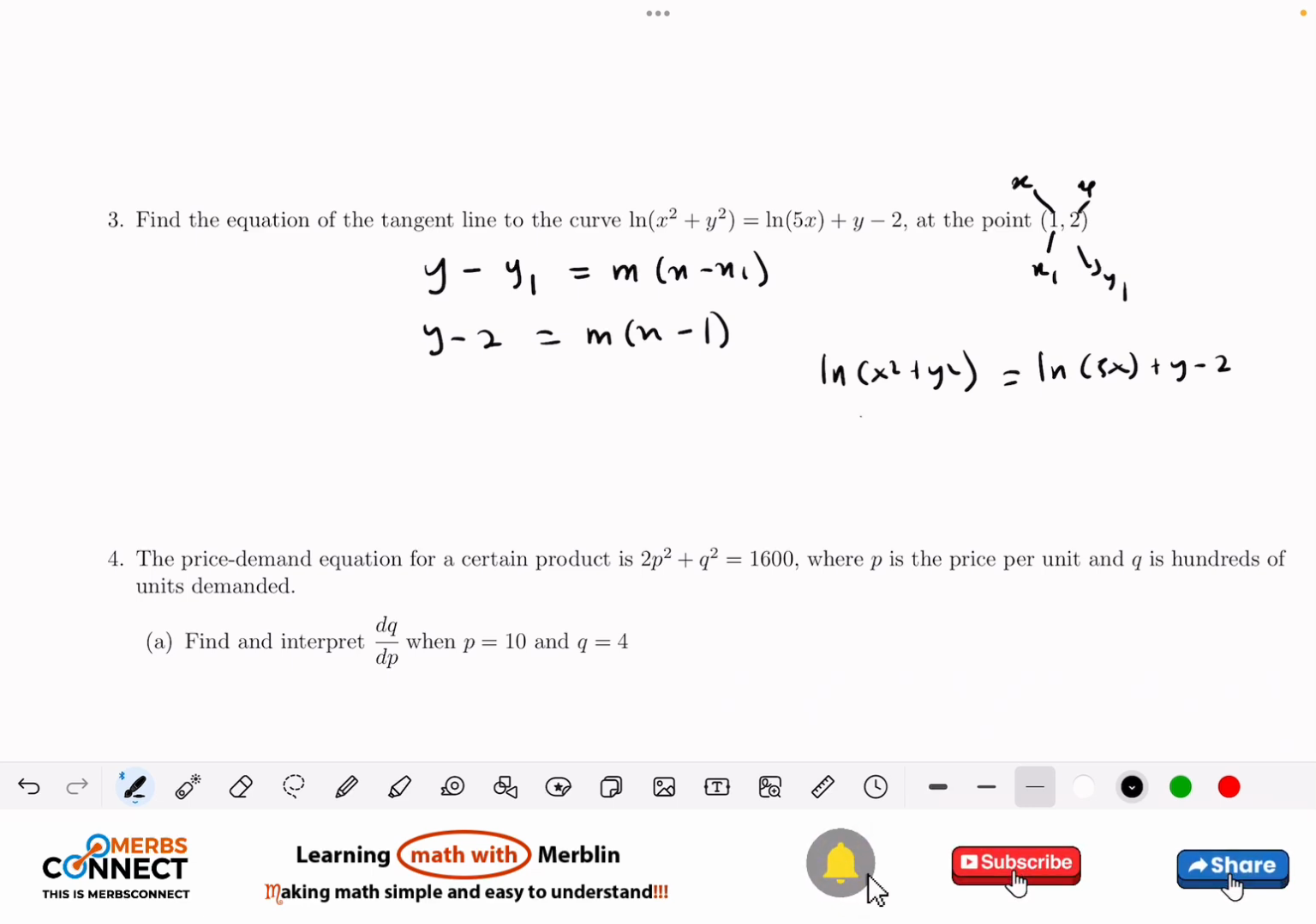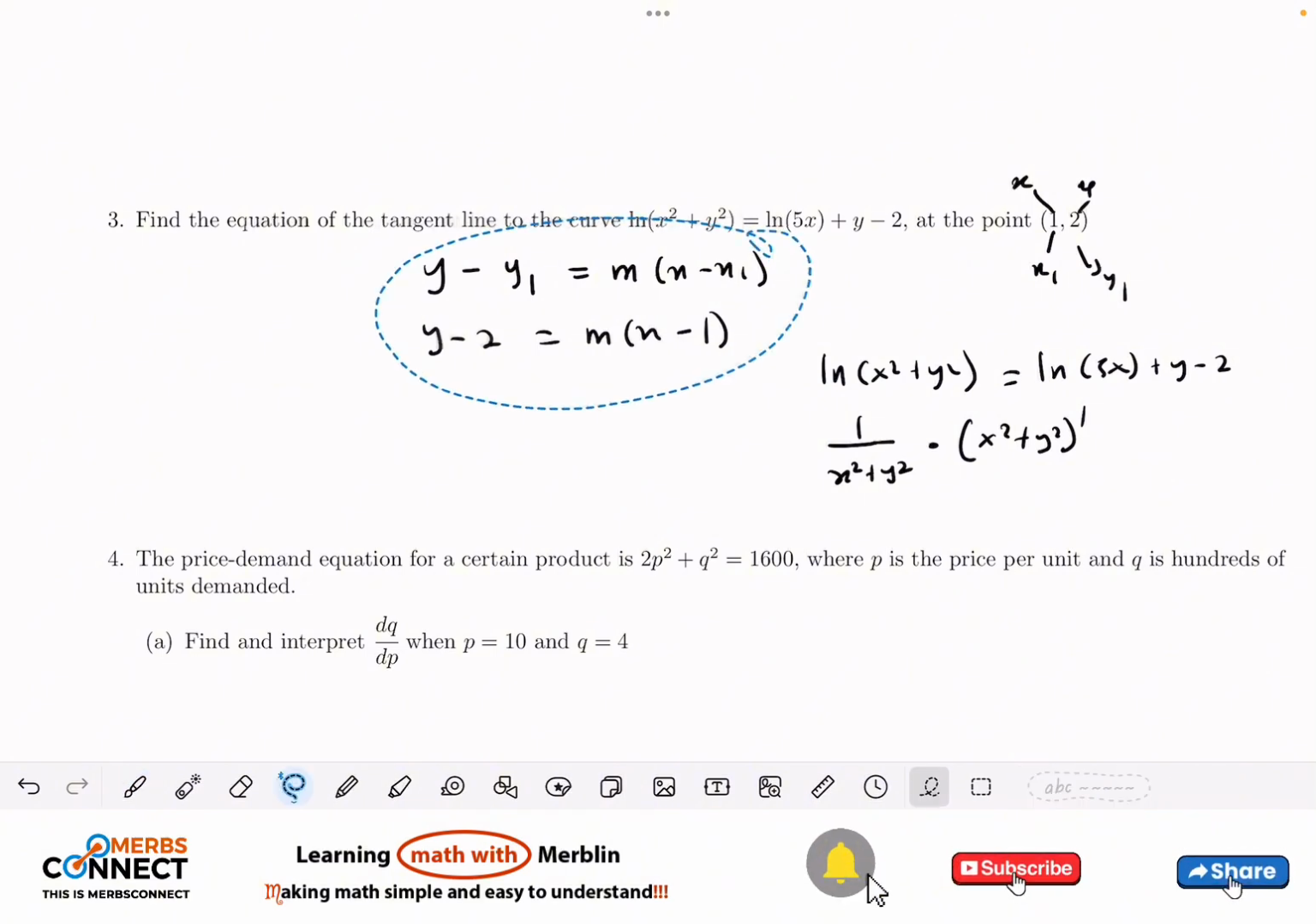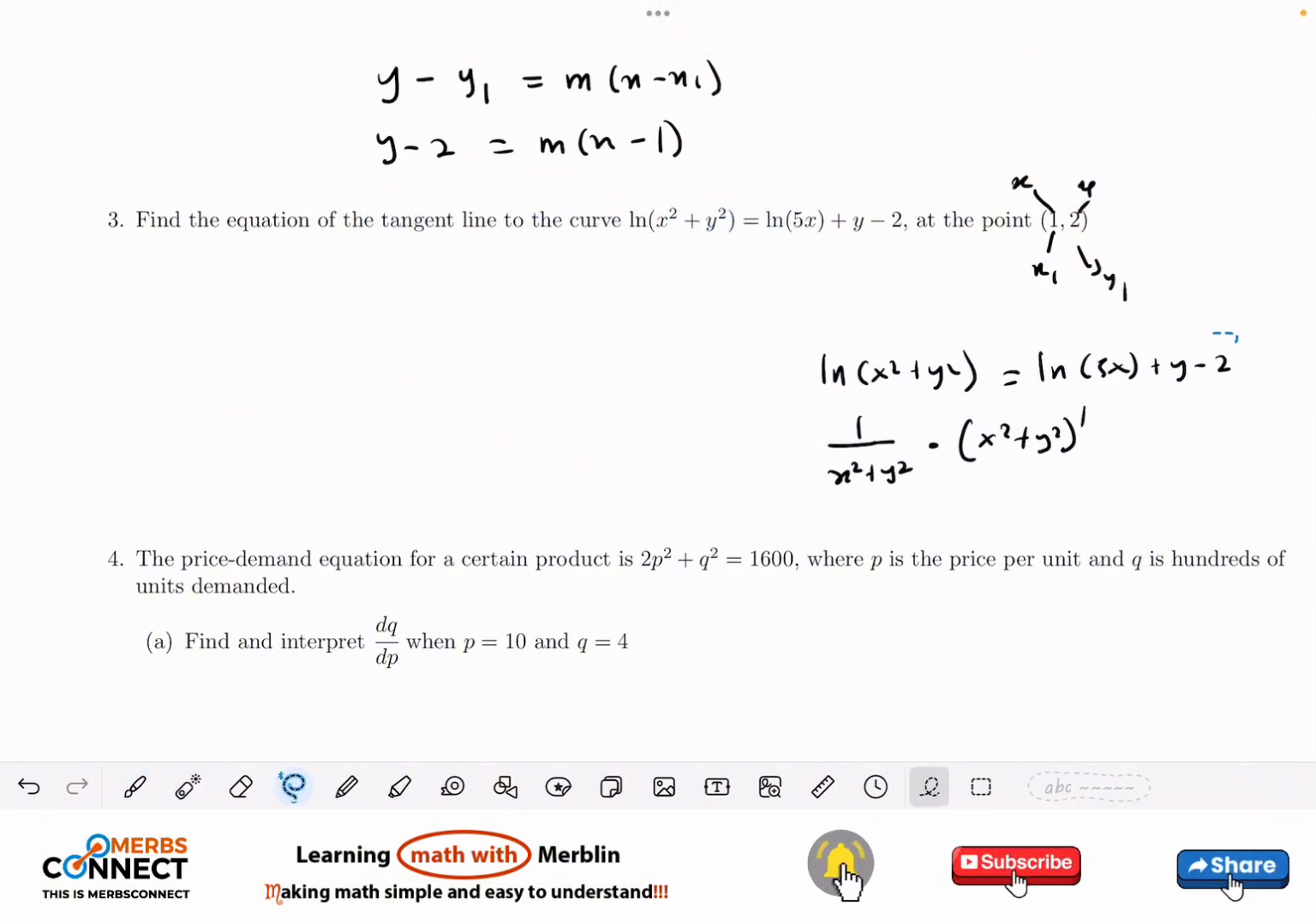So with ln differentiation, we use the chain rule, but this is how we differentiate an ln function: 1 divided by what's inside the parentheses of the ln, so 1 divided by everything in the parentheses, times the derivative of what is inside the parentheses, prime. So this is how it's going to be. Let me put this one up here. Bring this one here.